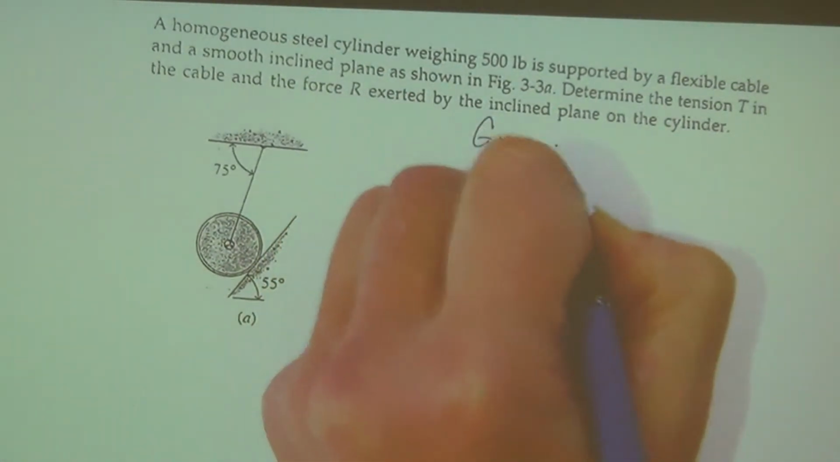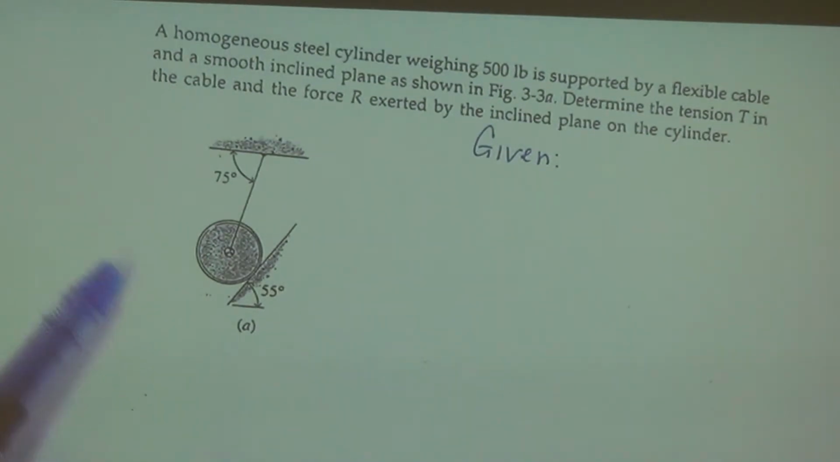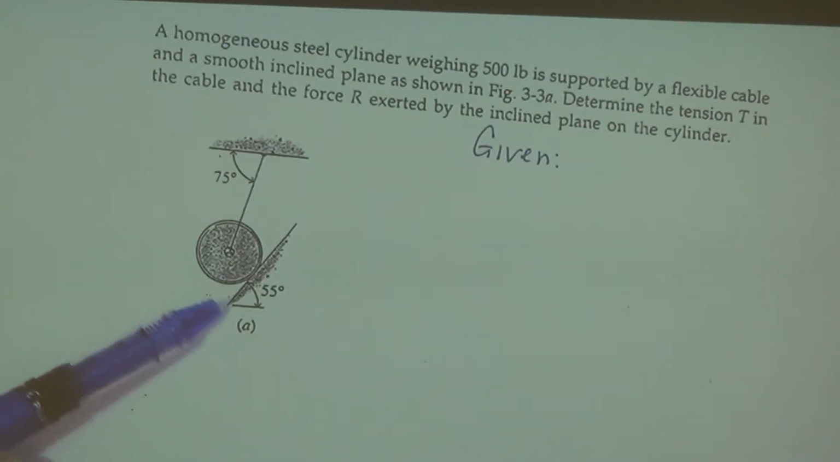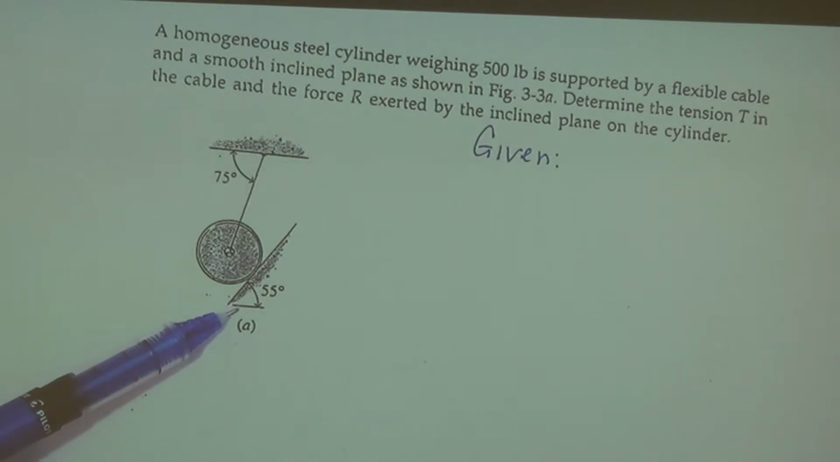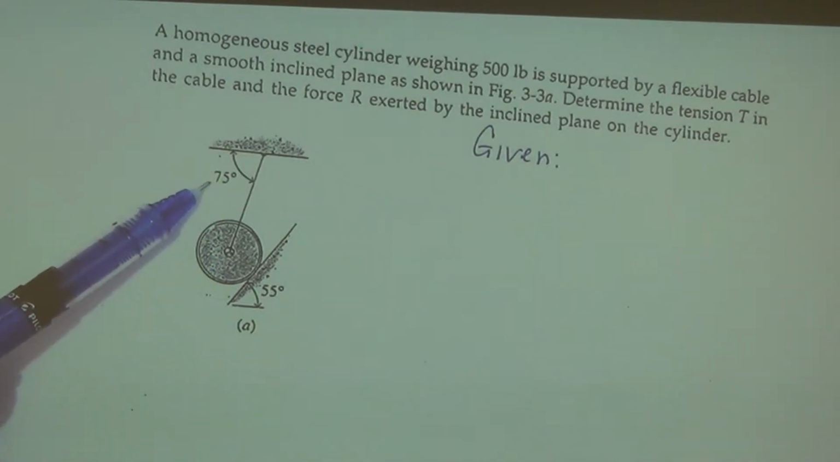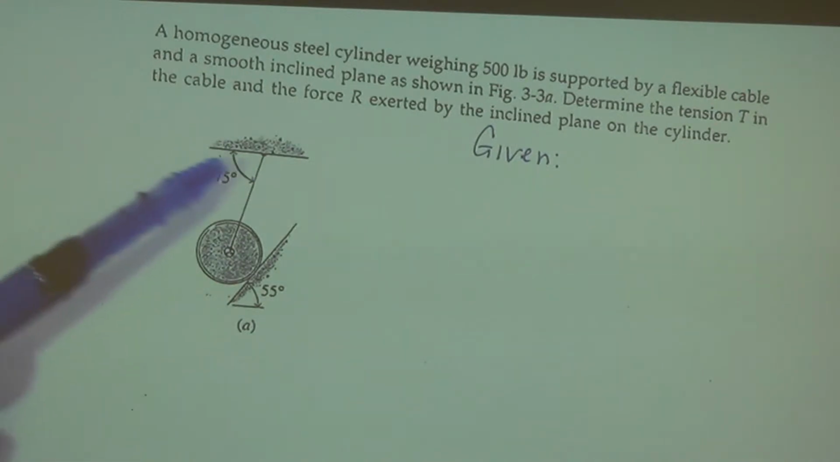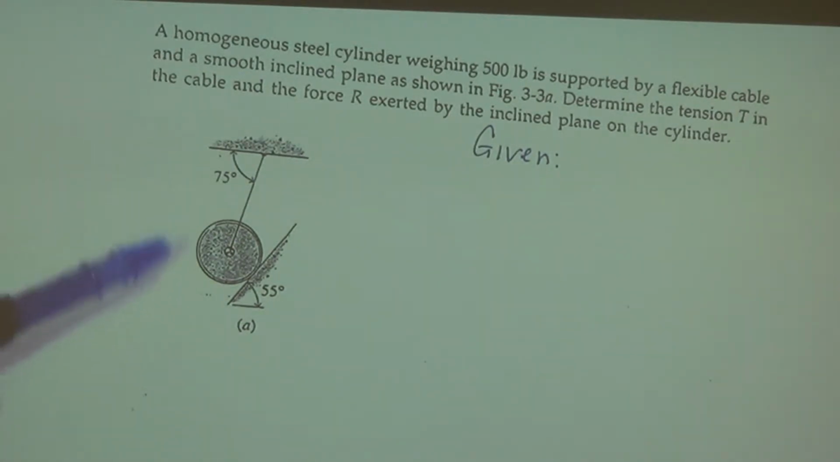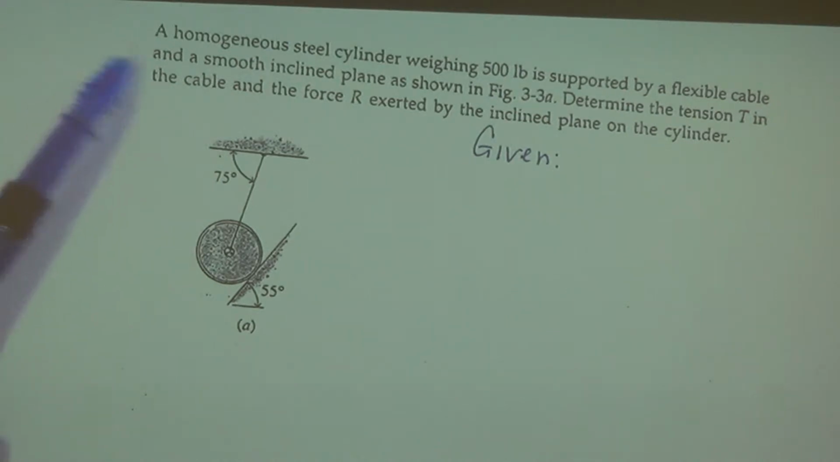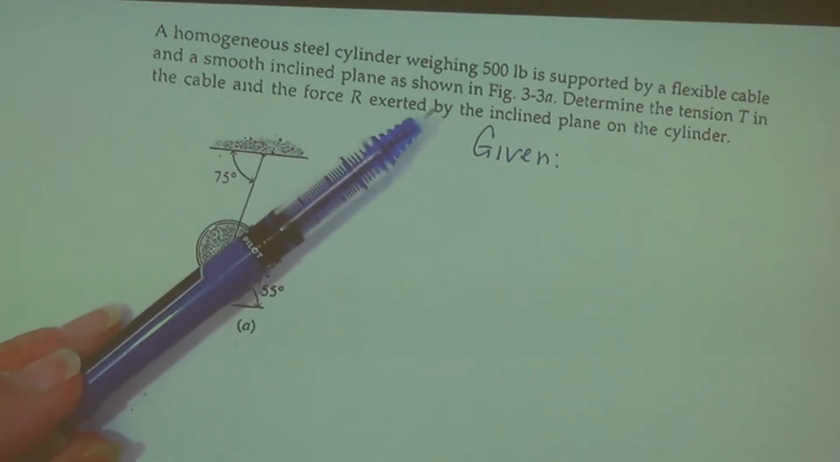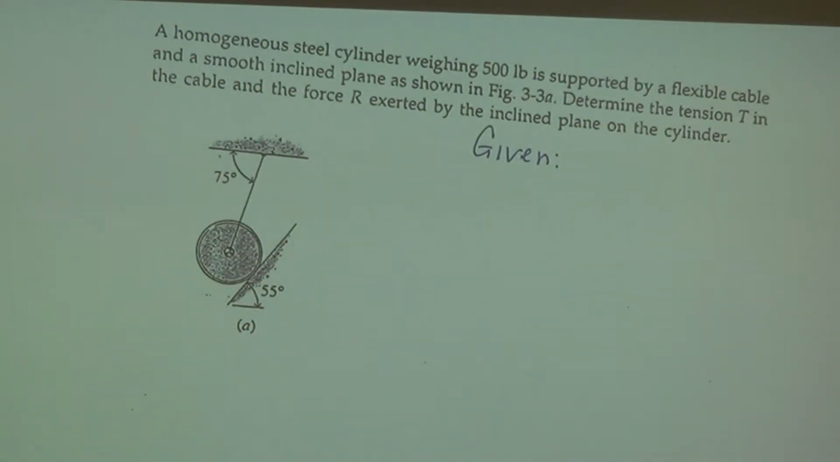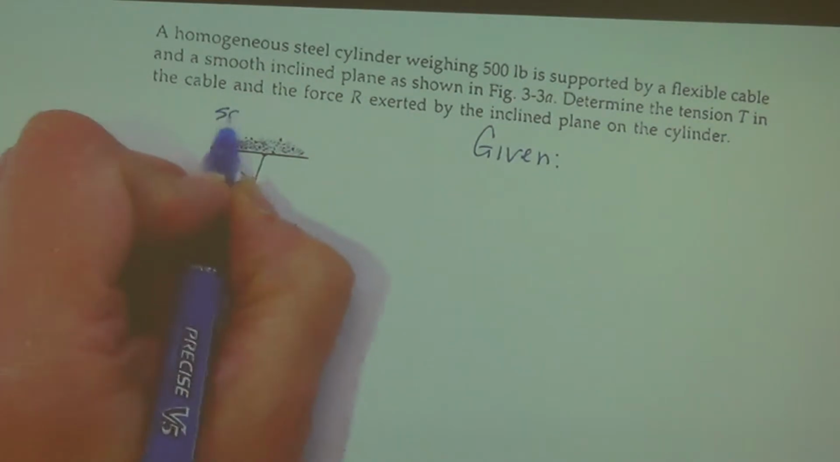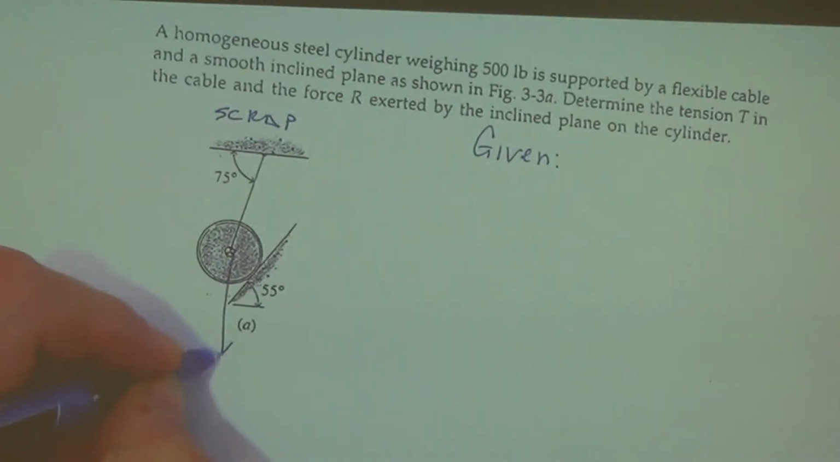So, given. Take a look at the picture first. We have a cylinder, it's leaning on the surface at 55 degrees, there's a cable there at 75 degrees. I think you guys would probably agree with me, I hate reading words, but we've got to read them. Homogeneous cylinder, that's important, right? Why do we want to know it's homogeneous? Equal density. We know its weight is in the middle, right? It weighs 500 pounds. Good thing I read it, because I wouldn't have known that. I'm going to do scrap here, so I know 500 pounds.